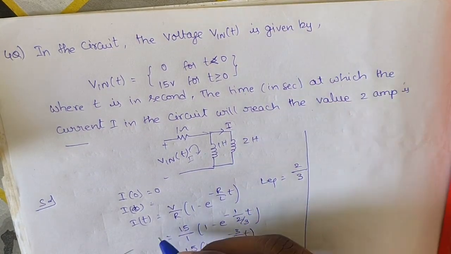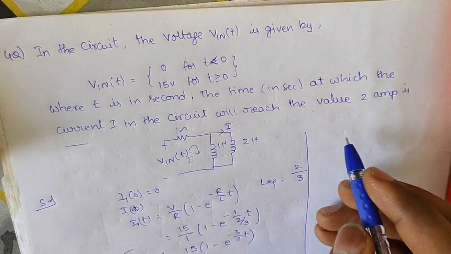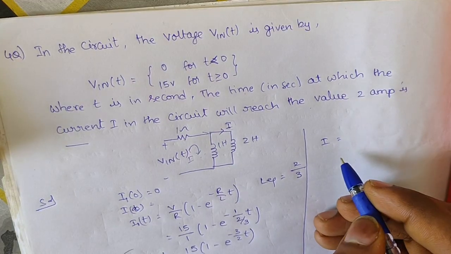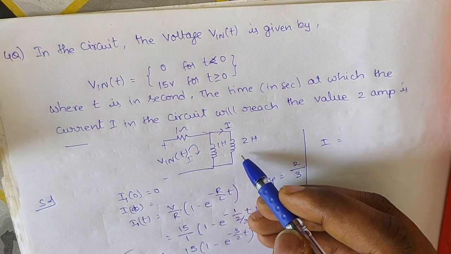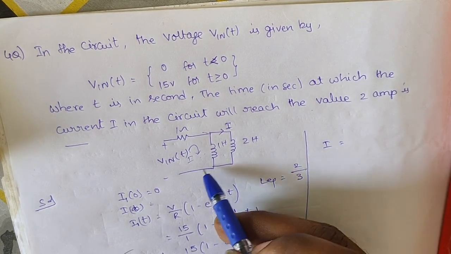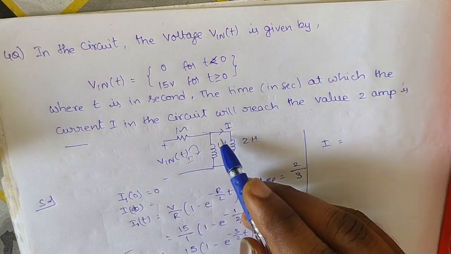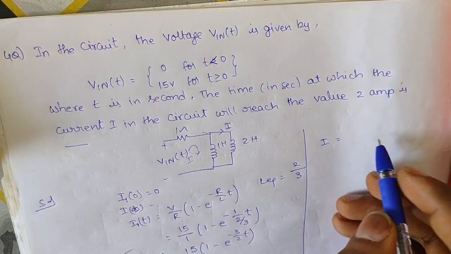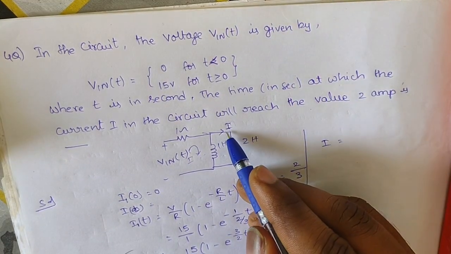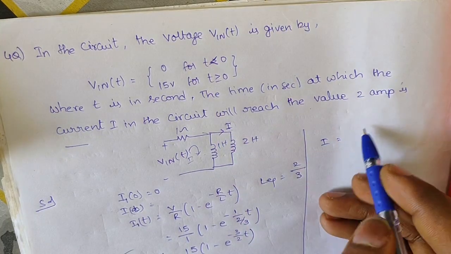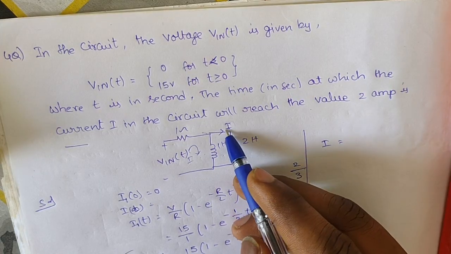Therefore, we need the current, let's call this I1. We need the current I. The principle of current division in an inductor and resistor will be the same, so we can take the current division rule here directly. We need to obtain the current here, and to obtain this current we need the current division rule.